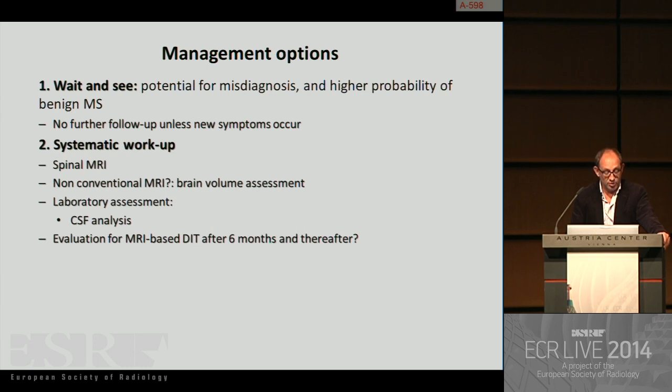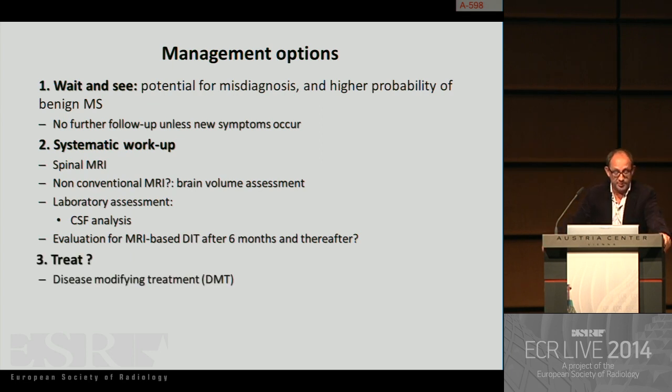The second option is to establish a systematic workup, including spinal MRI, as mentioned. Also, we may consider obtaining non-conventional techniques for assessing, for example, the brain volume. Lab assessment is relatively important, CSF analysis, in order to see if the patient has oligoclonal bands in the CSF. And a follow-up scan, mainly of the brain, also can help us, because the presence of new T2 or new enhancing lesions also significantly increases the risk of developing MS in the next few years.